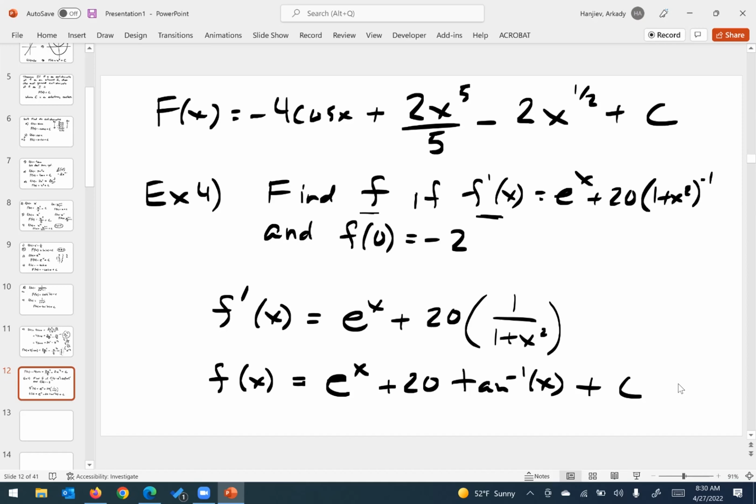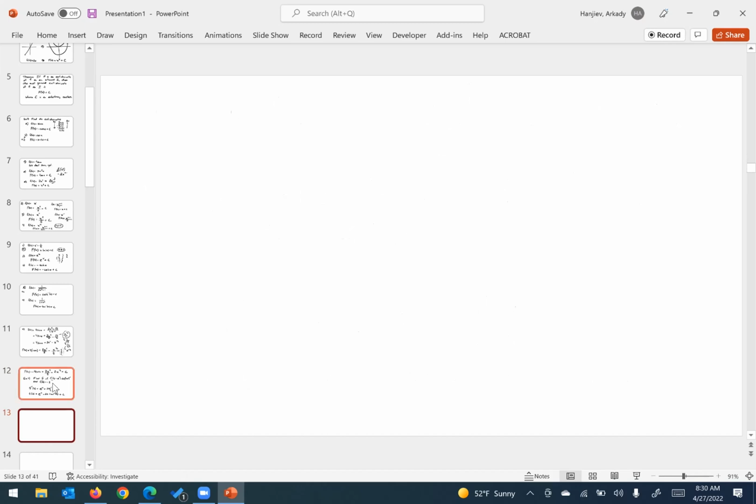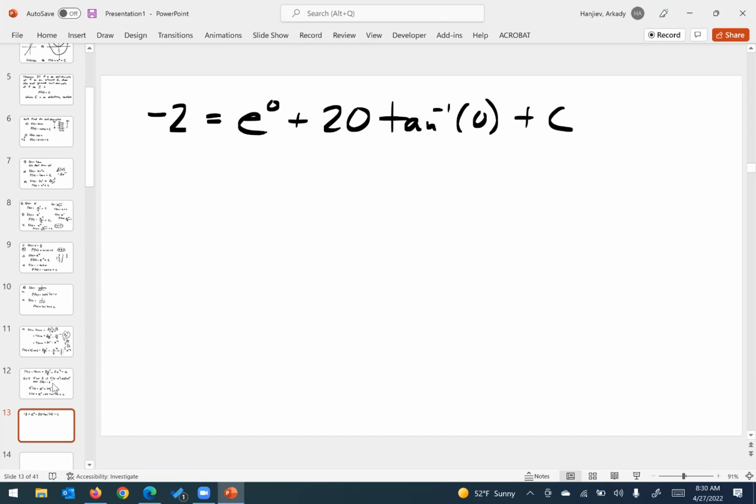So we have our initial condition. If I plug in a 0 for the x, the result is going to be -2. Find c. This is algebra now. So -2 gets me e to the 0 plus 20 tangent inverse of 0 plus c. That's what I got right there. All right, anybody, e to the 0 power is 1, awesome.